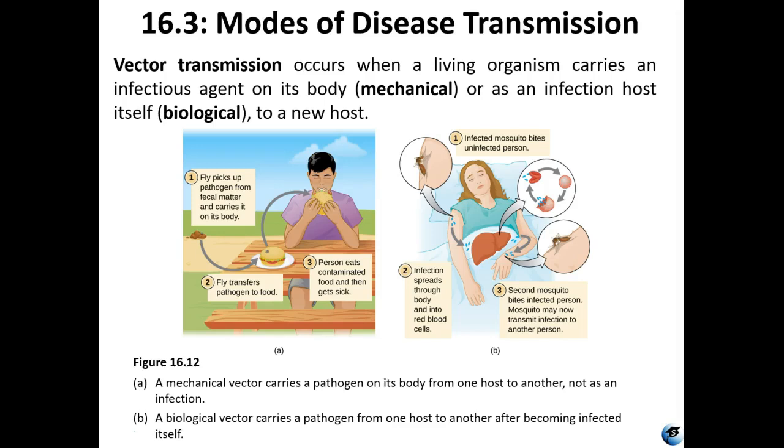Vector transmission occurs when a living organism is carrying an infectious agent on its body, that would be termed mechanical, or in its body, that would be biological. And it transmits that infectious agent to a new host. So in this figure, you've got a fly that picks up a pathogen from fecal matter, and it's on its body, so that's mechanical. It's transferred to food, so that would be the fomite, and then the person eats the food. This is a vector transmission. Over here, we have transmission of malaria via mosquito. So the mosquito is the vector, and it is a biological vector. Over here the fly is a mechanical vector. Over here the mosquito is the biological vector.